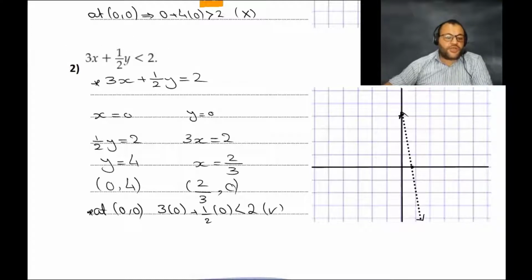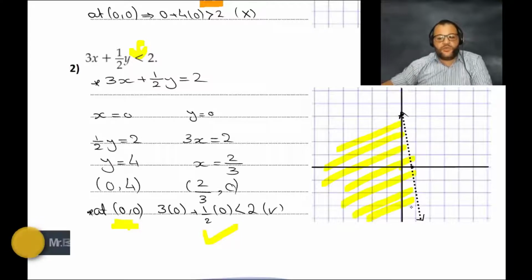Now you will shade to the left because of two reasons. The first one, y is smaller than, it means you are going down or to the left of the line. And the second reason, when you substitute with (0, 0), it satisfies the inequality. It means (0, 0) is part of the solution. Where is (0, 0)? That's (0, 0). So the part which contains the point (0, 0) is the solution of the inequality.